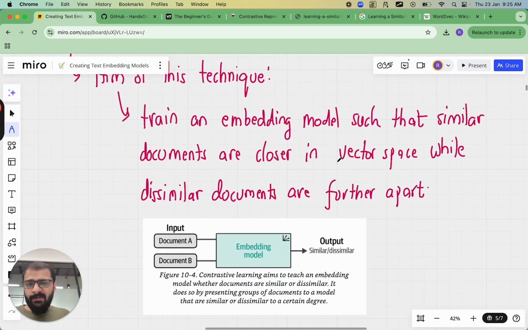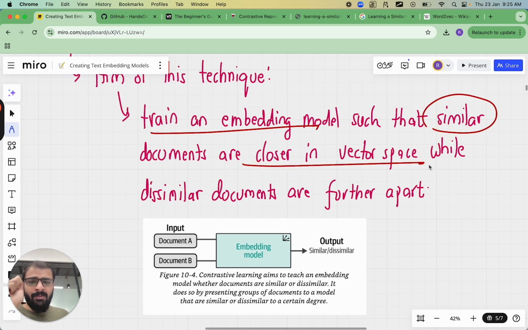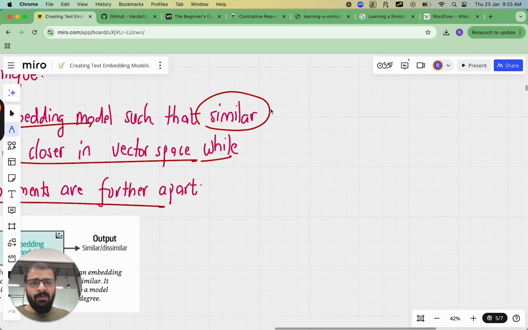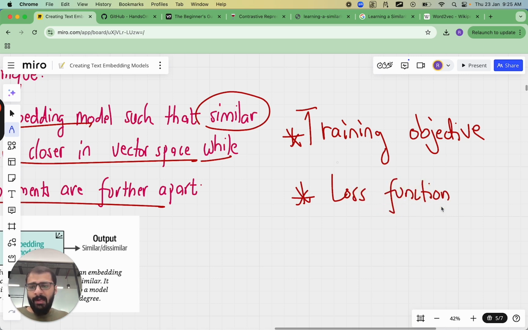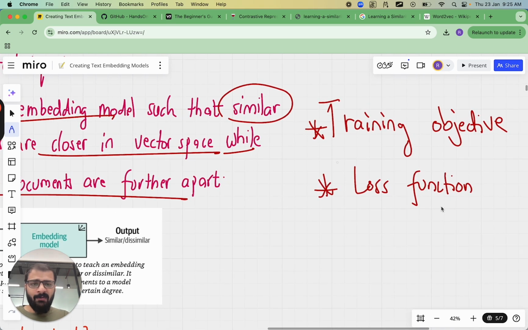Okay, what's the aim of this technique? The aim of this technique is pretty simple. We need to train an embedding model such that similar documents are closer in a vector space while dissimilar documents are farther apart in vector space. So for this we need a training objective and we need a loss function. Once we have the training objective and the loss function, we can do gradient based optimization methods to minimize the loss function so that our objective is attained.